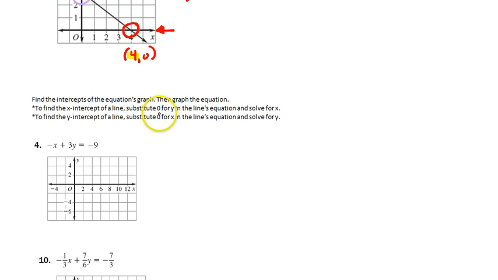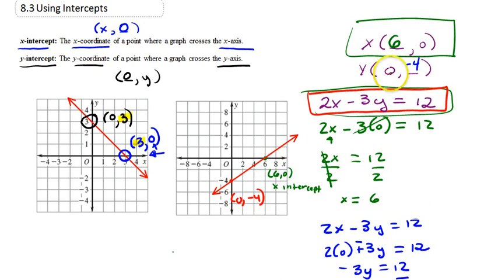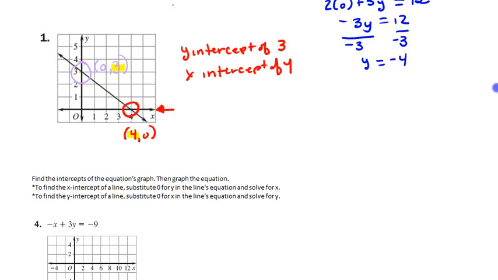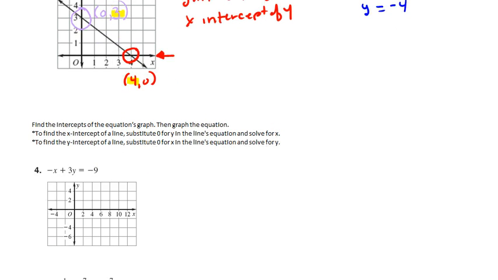Find the intercepts of the equation's graph, then graph the equation. To find the x-intercept of a line, substitute 0 for y in the line's equation and solve for x. This is what we did up here, where we substituted the 0. To find a y-intercept of a line, substitute 0 for x in the line's equation and solve for y. So now here's another example that we can solve and graph.